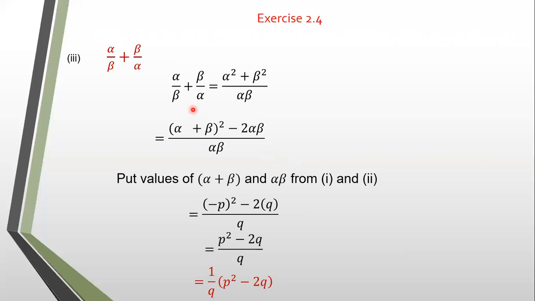Here we will take the LCM, that is alpha and beta, alpha square and beta square, and from the previous part we can say that alpha square plus beta square can be written as alpha plus beta whole square minus 2 alpha beta divided by alpha beta. From equations 1 and 2 previously we can replace the values of alpha plus beta and alpha beta, we will get minus p whole square minus 2q over q, and this can be written as p square minus 2q over q, and the final answer is 1 over q times p square minus 2q.